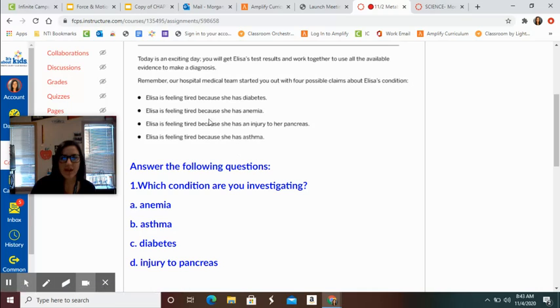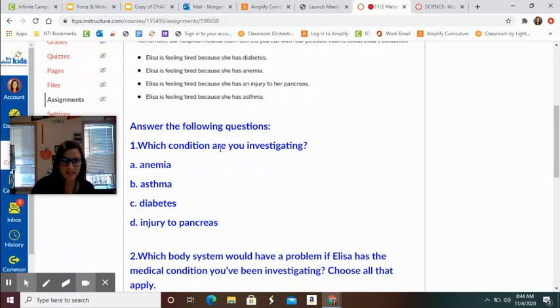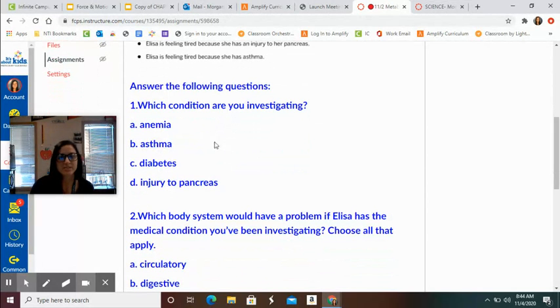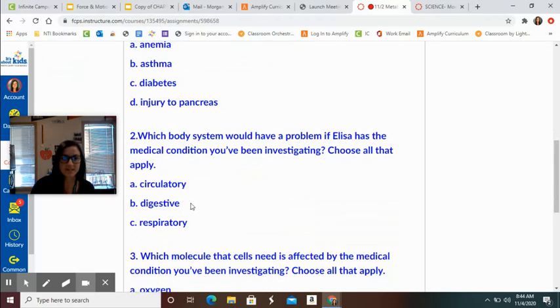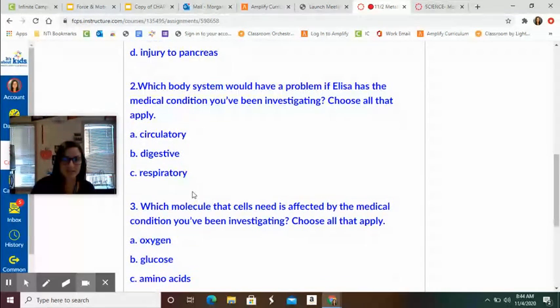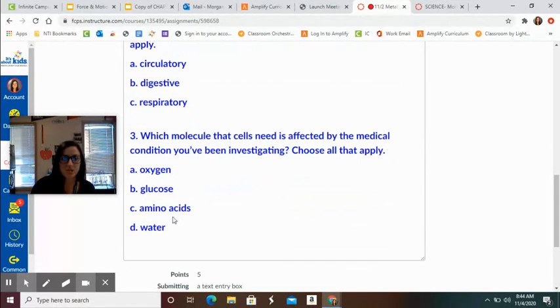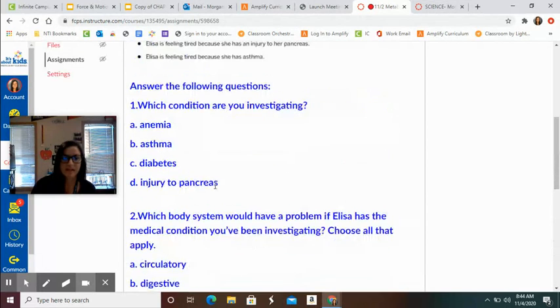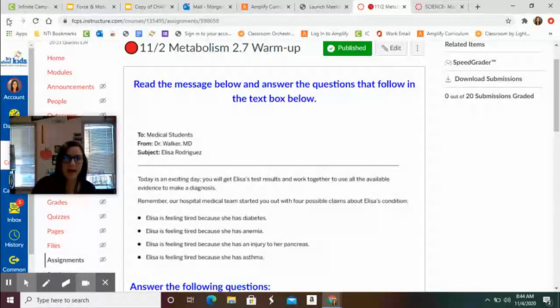And you can see we have our 4 possible claims right here. So we are investigating which one of these we think she has. And by the end of today's lesson, you should have been able to pinpoint which one it is. So the warm-up has you picking which condition you're investigating and which body system that condition affects, and then which molecule is affected by your condition. And a little pause, so I'm going to go back.